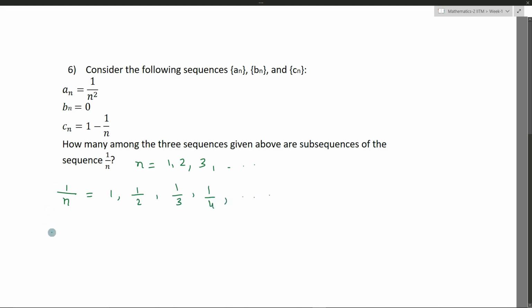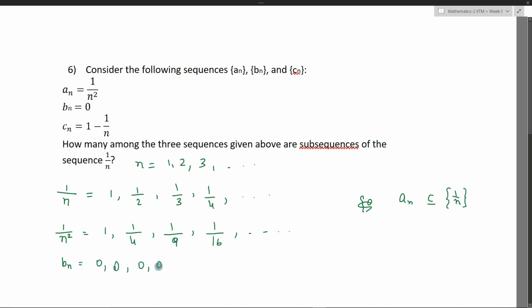So what is the first option? The first option is 1 by n square. If I substitute n, I'll have 1, 1 by 4, 1 by 9, 1 by 16, all the square numbers. So do all these terms appear in 1 by n? Yes, so I can say that an is a subset of 1 by n, right? Okay, so what about the second option? The second option, bn, is 0, 0, 0. It is a constant sequence, right? So this is not a subset of 1 by n.